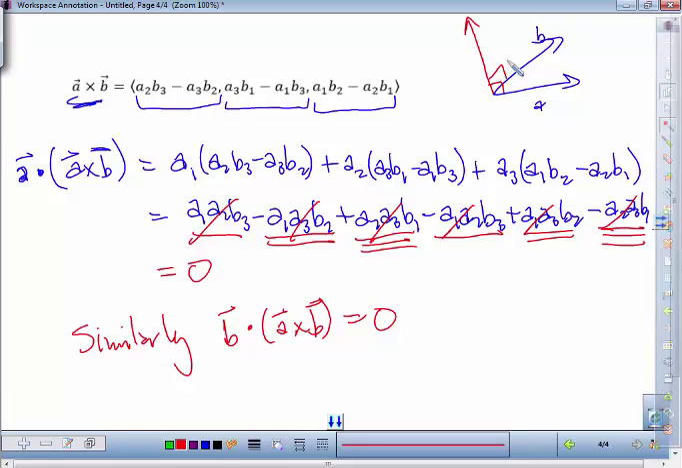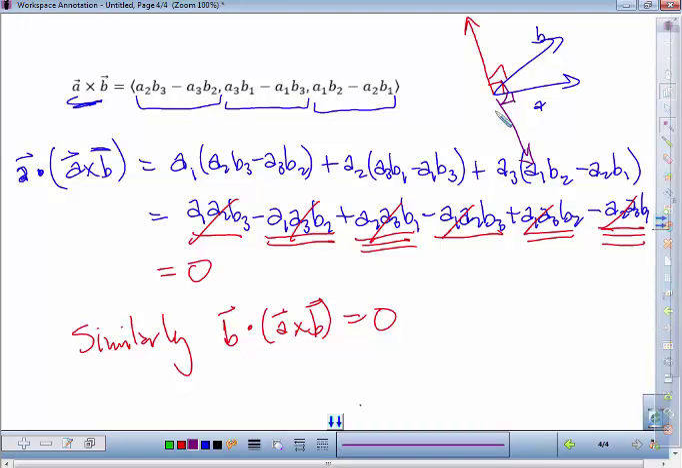Wait a minute. In 3 dimensions, if I have two vectors A and B, how many vectors are perpendicular to these two vectors? There's one here and there's one down there. So there's two possible vectors. It would be nice if we knew which one it was. How would we know which one it was? Right-hand rule.